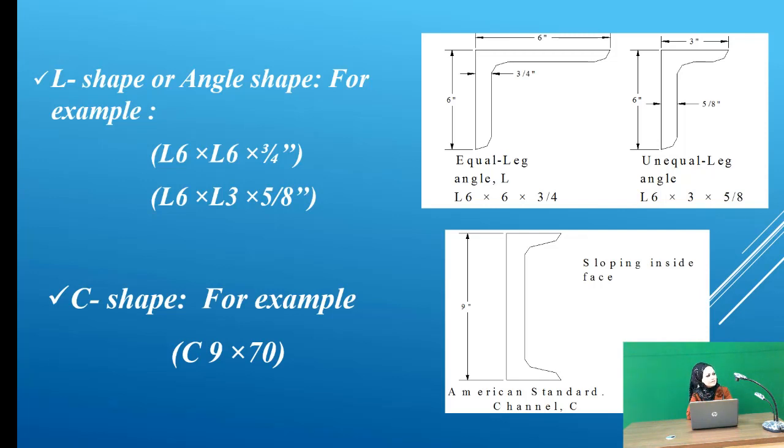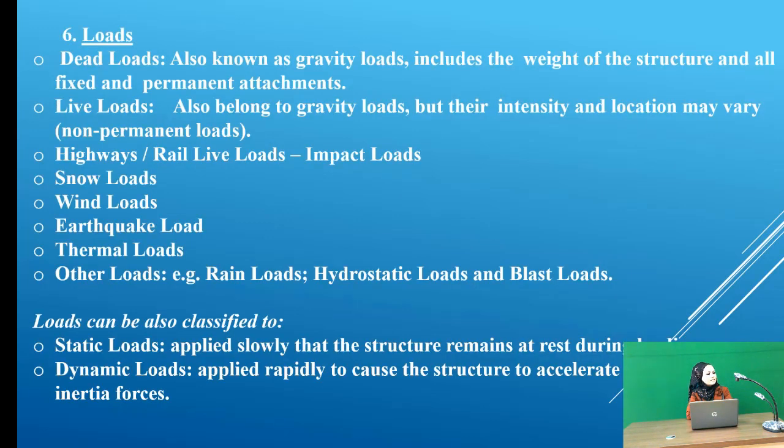For the C shape, C9x70, the first number represents the depth of the channel, while the second represents the weight of the shape. The steel structure is designed to have the ability to hold the loads subjected to it. So we should know the types of loads, and look at the loads applied on the steel structure.